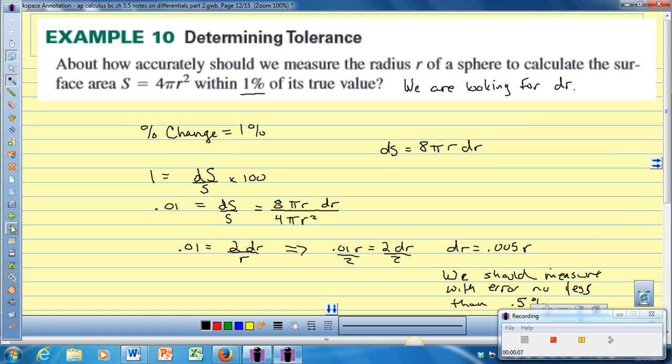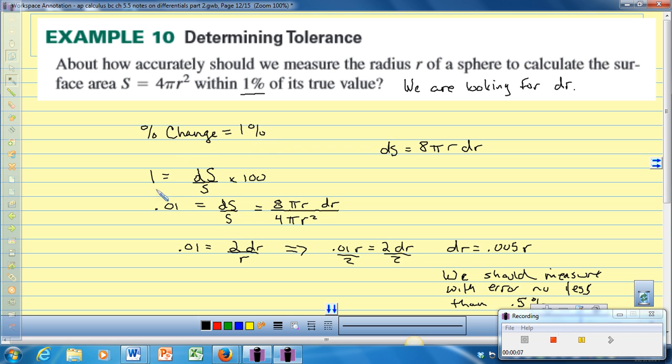All right, example 10, determining tolerance. About how accurately should we measure the radius r of a sphere to calculate the surface area, S, equals 4 pi r squared within 1% of its true value. So we are looking for the differential in r, or some guidance on what our differential in r would need to be, given that our percent change is 1%.